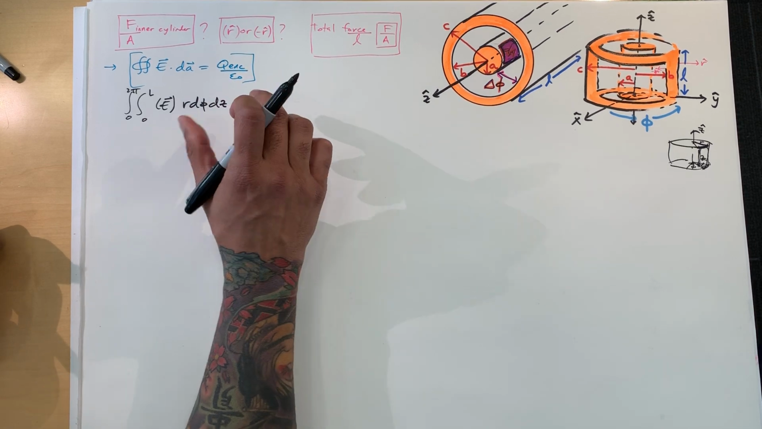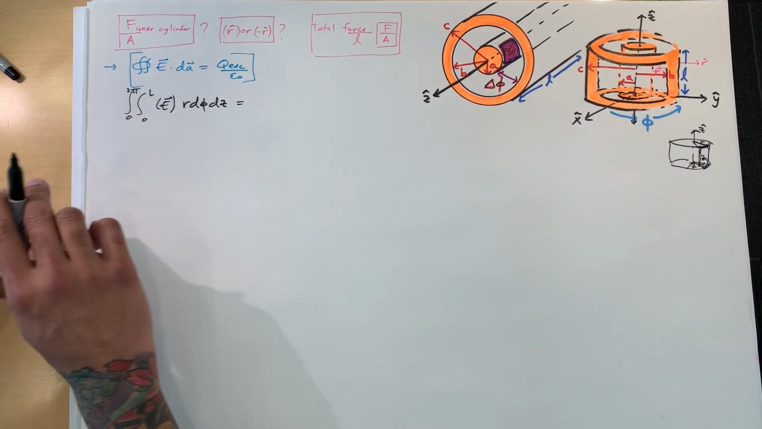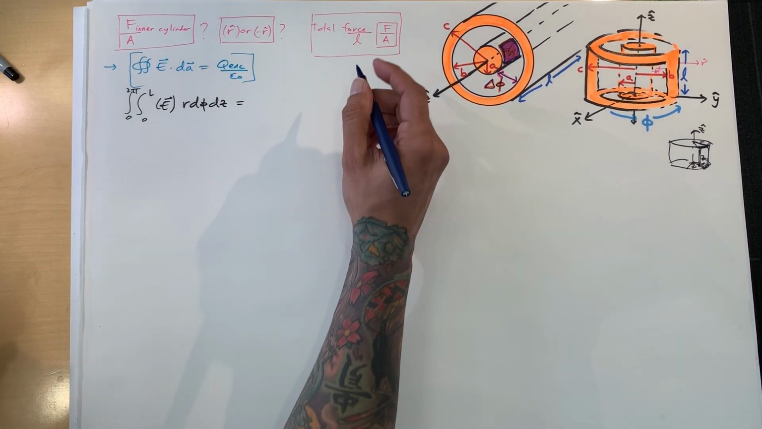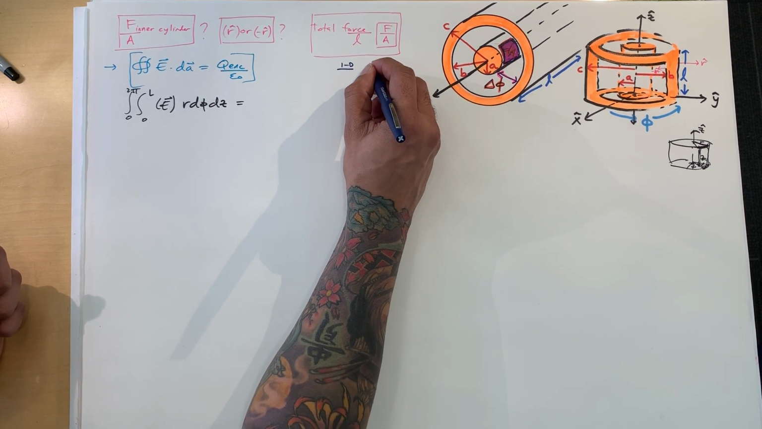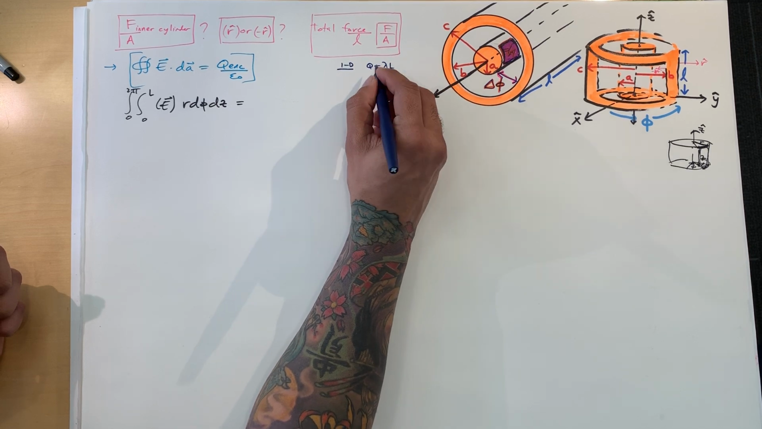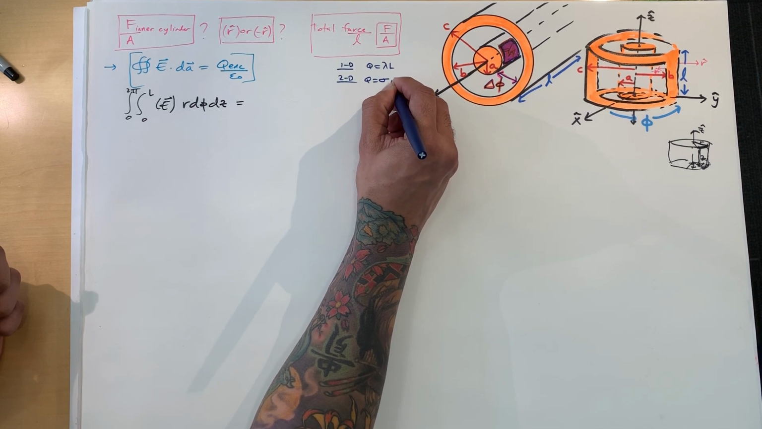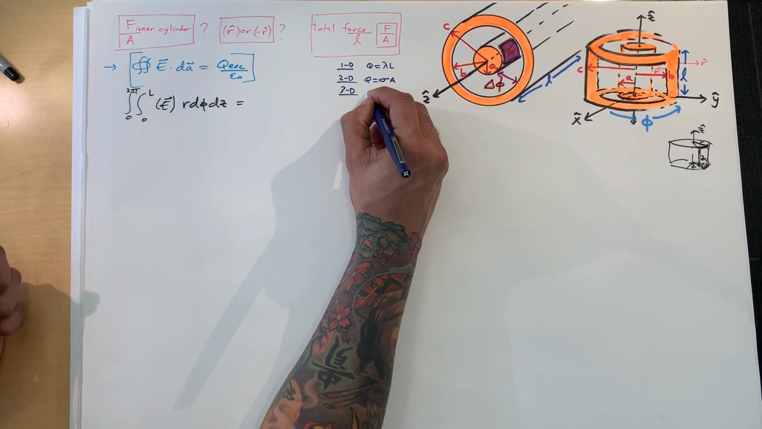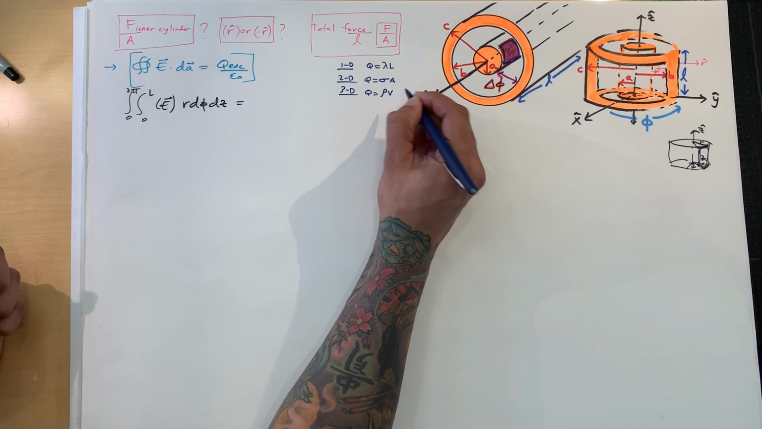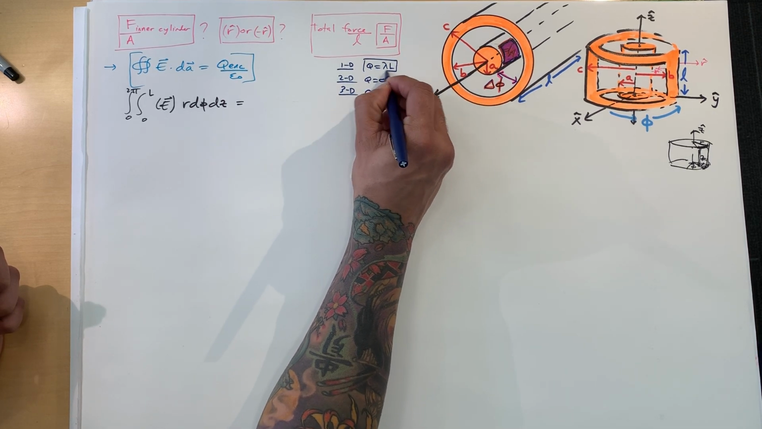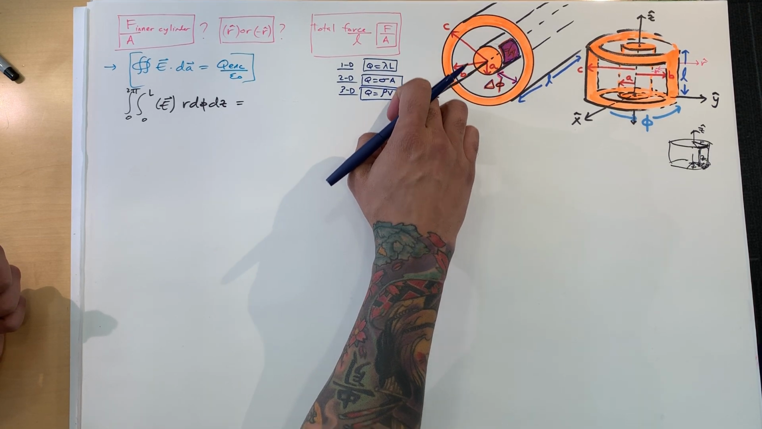So Q enclosed over epsilon naught. So if you remember, when we have a 1D situation or a line charge, we have Q is equal to lambda L, right? And when we have a 2D, we have Q is equal to sigma A. 3D, we have Q is equal to rho V for volume. Okay, so these you need to remember.